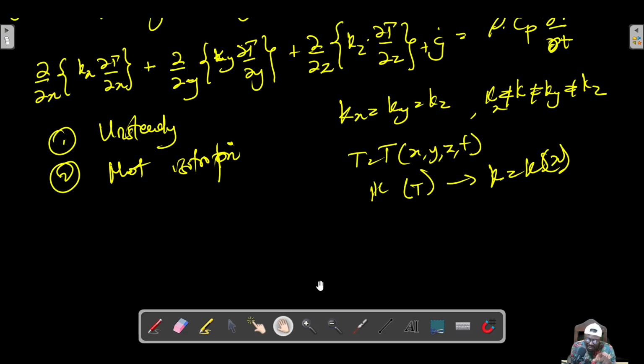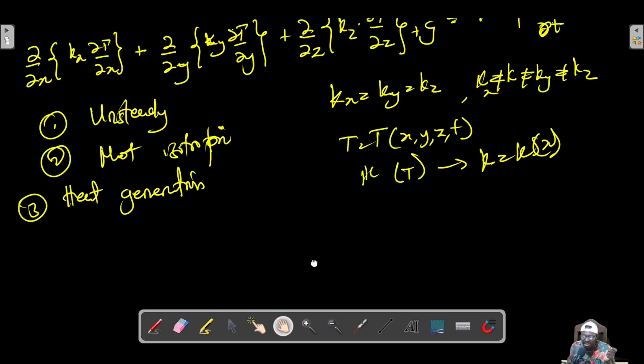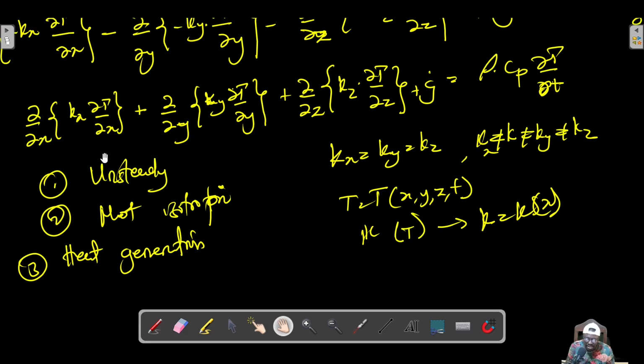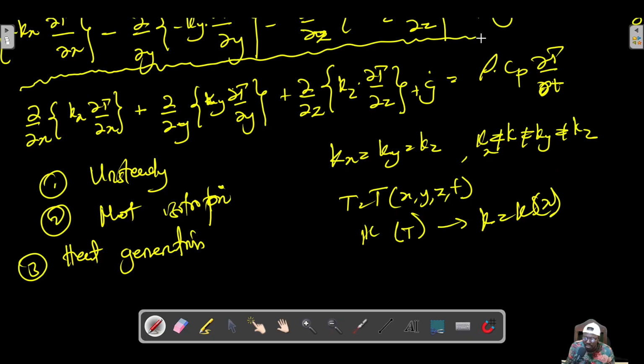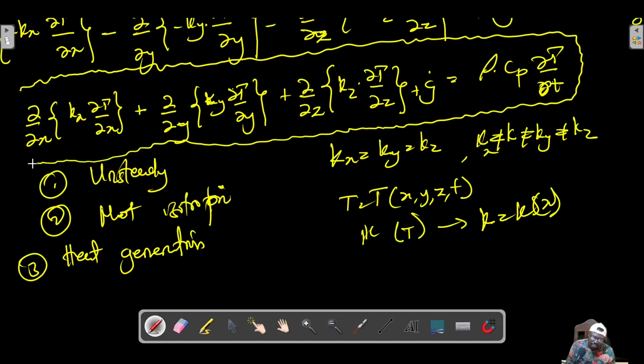So here realize we have an unsteady case. It is not isotropic, and heat is generated within the control volume selected. That is one thing I want you to understand, right? So this is the general equation. Note, let me circle it. This is the general equation.